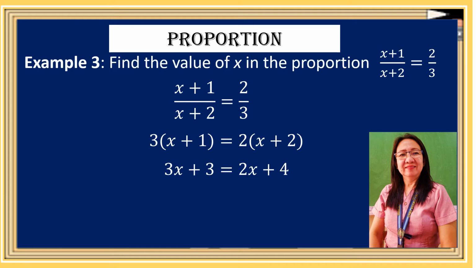Then applying addition property of equality to combine like terms. So we will get 3x minus 2x is equal to 4 minus 3, where 3x minus 2x is equal to x, and 4 minus 3 is equal to 1. We can check this mentally by substituting 1 for x in the given proportion. So 1 plus 1 is 2, and 1 plus 2 is 3. So 2 is to 3 is equal to the right side ratio, which is also 2 to 3. So the value of x is equal to 1 is correct.